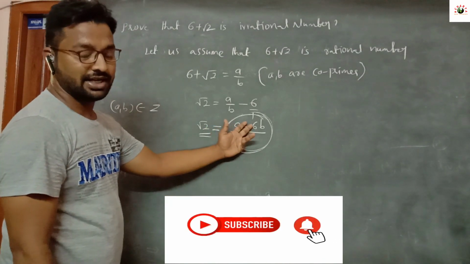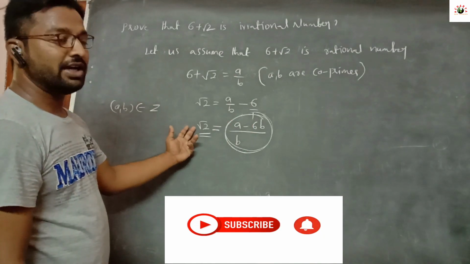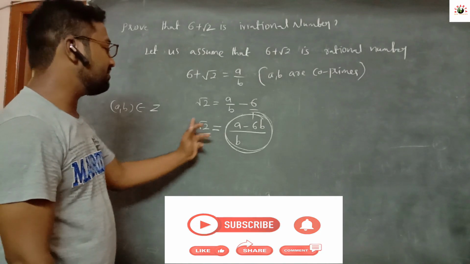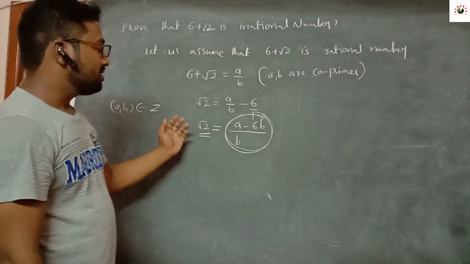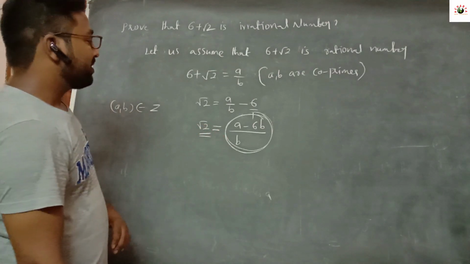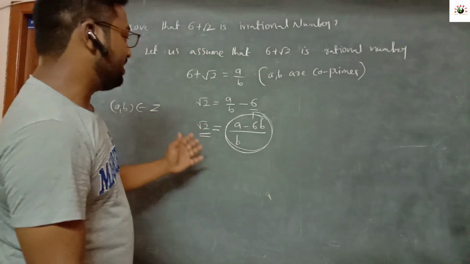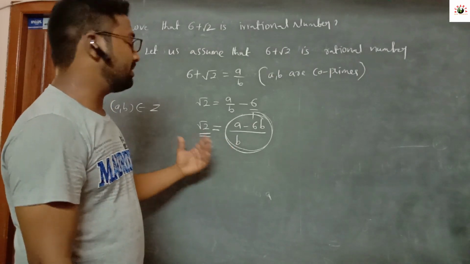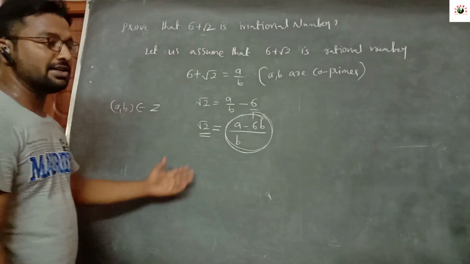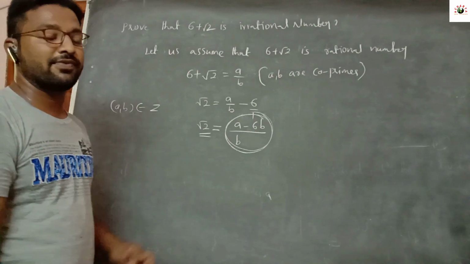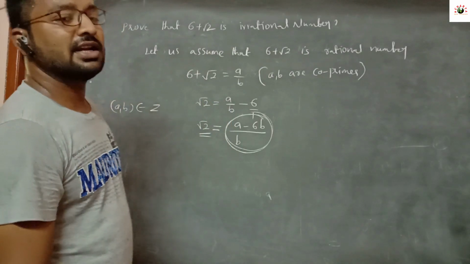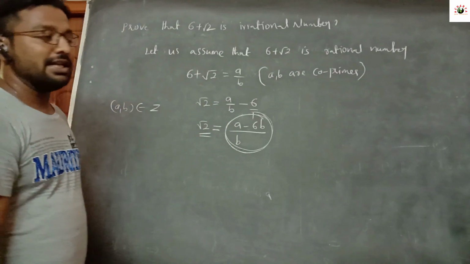The value on the left side is an irrational number, and here is a rational number. If there is an equal symbol, both are not equal, right? So here is a contradiction: our assumption is incorrect. So finally we conclude that 6 plus root 2 is an irrational number.